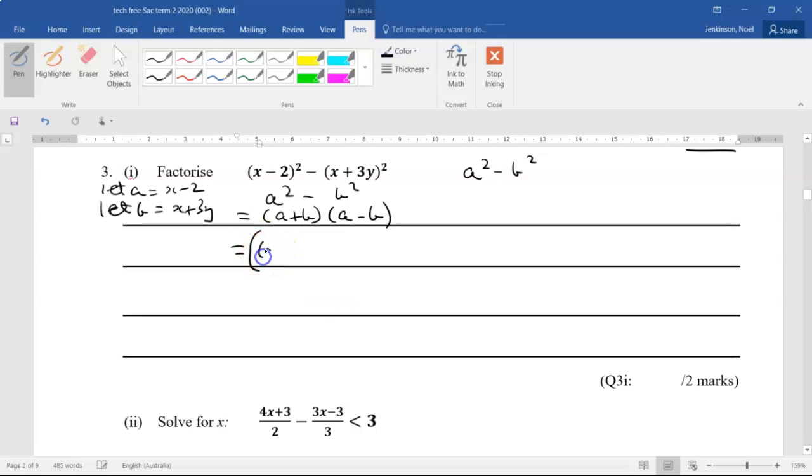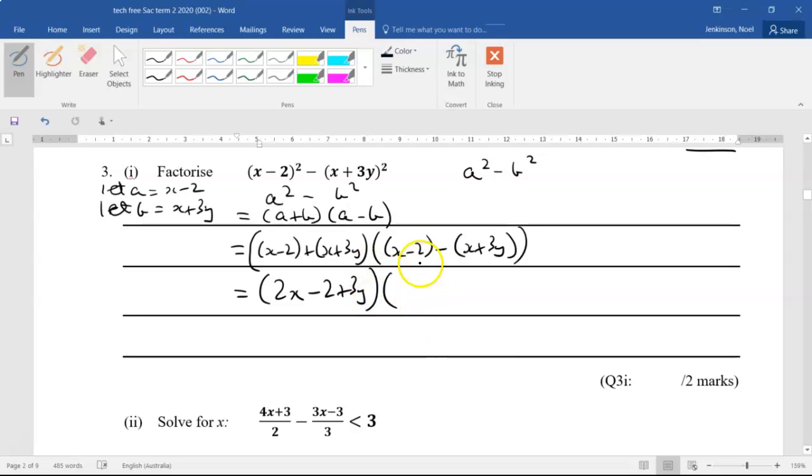So for a, I've got x minus 2. For b, I've got x plus 3y. Second bracket, for a, I've got x minus 2. And for b, I've got x plus 3y. Always use brackets when I can, just to make sure. Just going to expand all that now, and the x and the x add up. So I've got 2x minus 2 and 3y.